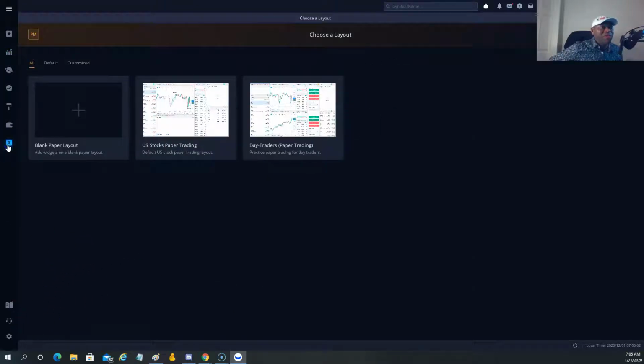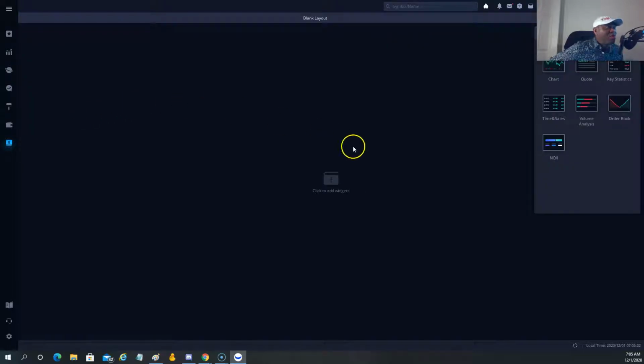The first thing we wanted is setting up the layout. That's also where I come. For day traders, there's practice paper trading, default US stock paper trader, paper trading layout. You can choose that, or you can make your own. Let's blank out the paper trading layout. How about we go to that, because that helps us see the features. What can you add in there?